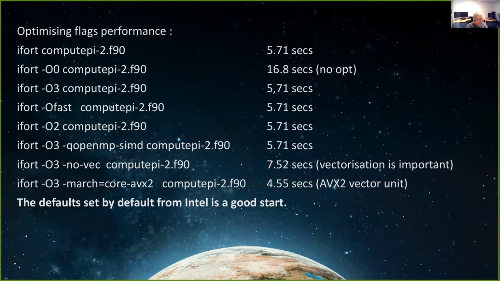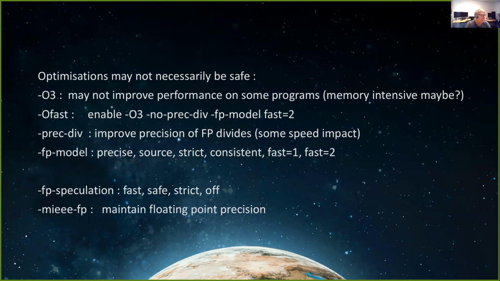So this is just a simple compute pi program with one loop. You can imagine a whole climate code with millions of lines of code. It's not easy, but the compiler can help us a long way. But be careful, optimization might not necessarily be safe. If you do arithmetic with pencil and paper, you know that A times B is the same as B times A.